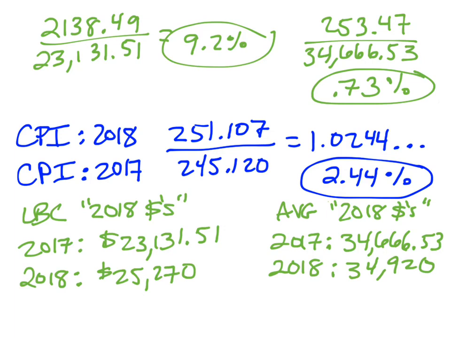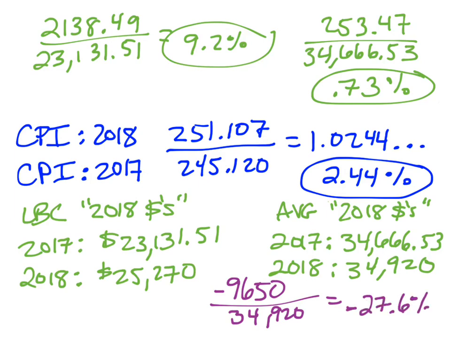Okay, so it doesn't look great for LBC with this increasing cost here, but one thing that can be said in its favor is that the overall cost of tuition for LBC is still below average. And if you wanted to see by how much, we can calculate that as well. Okay, so if you take LBC's, let's do the 2018 numbers. So if you take LBC's 2018 tuition and then subtract the average 2018 tuition, you'll see that that's negative $9,650. Okay, and then divide that by the average number since we're comparing, 34,920, and you're going to get negative 27.6%. Right, so LBC is still about 28% below the average cost.